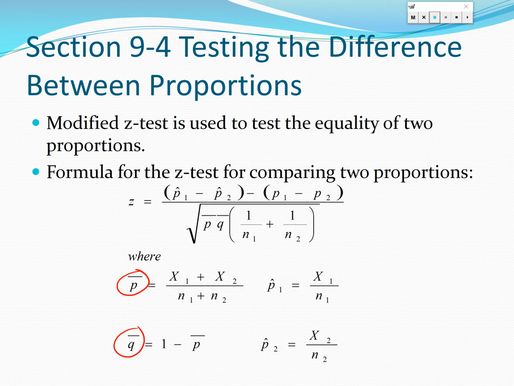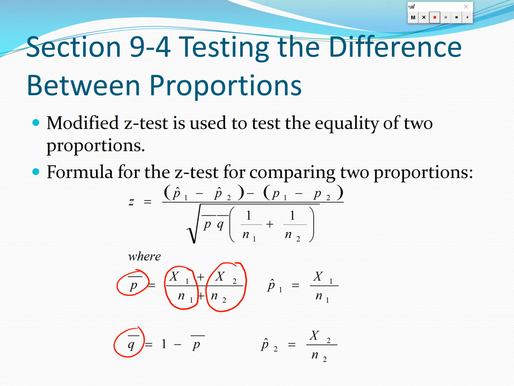We've had P hat, we've had Q, but with P bar, what you're doing is basically finding the mean or the average of your proportions. So if you notice, you have x sub 1 over n sub 1. That's your P hat. X sub 2 over n sub 2. That's your P hat sub 2 from your second proportion. So basically you're taking your two successes from your sample proportions and adding them, dividing by the two sample sizes added together. So that's a new idea for us.